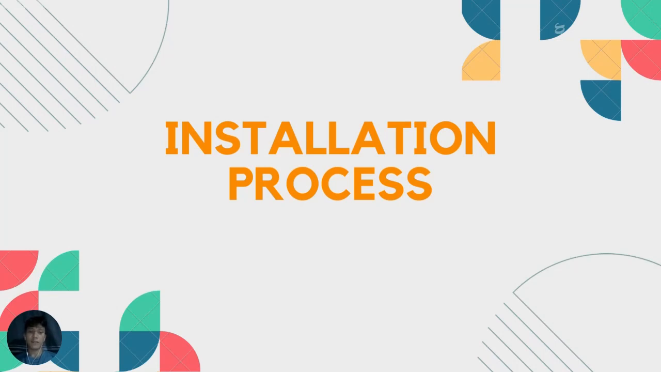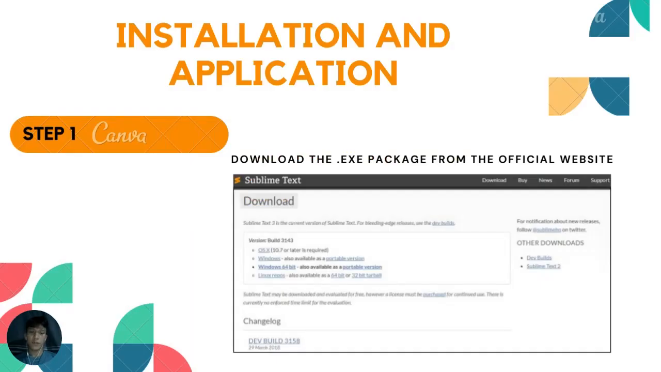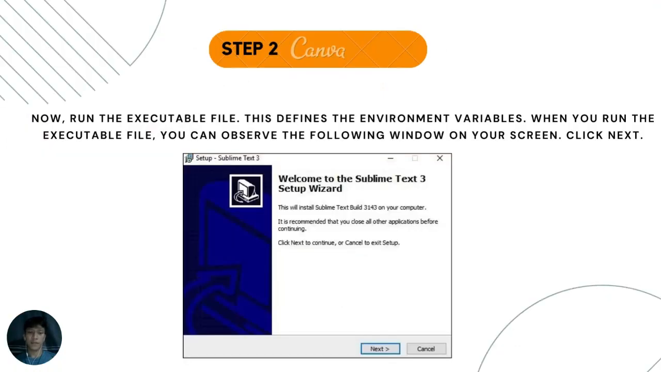Installation process of Sublime Text. The first one is download the exe package from the official website. Step 2. Now, run the executable file. This defines the environment variables.